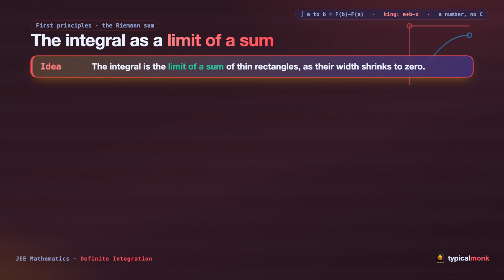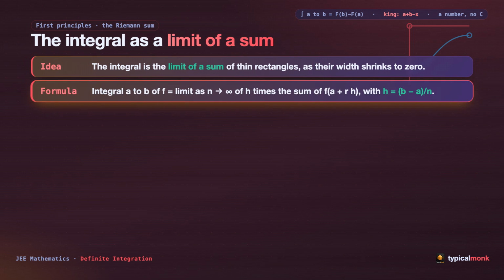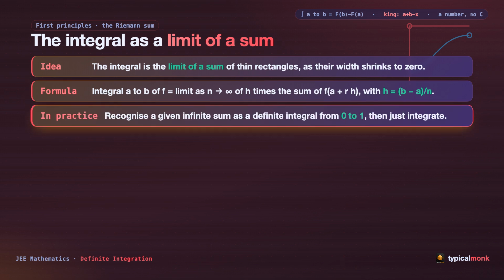Now the definition from first principles: the integral as a limit of a sum. The idea: the integral is the limit of a sum of thin rectangles as their width shrinks to 0. The formula: the integral from a to b of f equals the limit as n goes to infinity of h times the sum of f, where h equals b minus a over n. In practice, recognize a given infinite sum as a definite integral from 0 to 1 and then simply integrate.